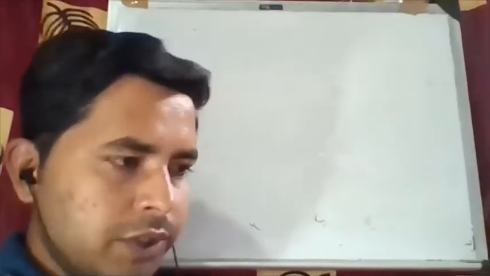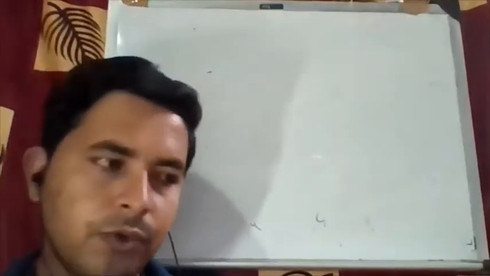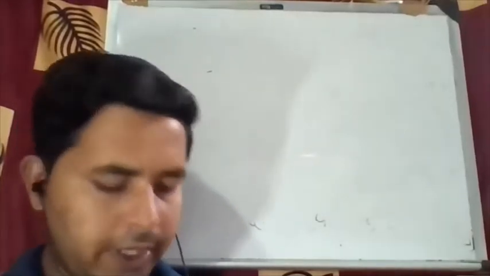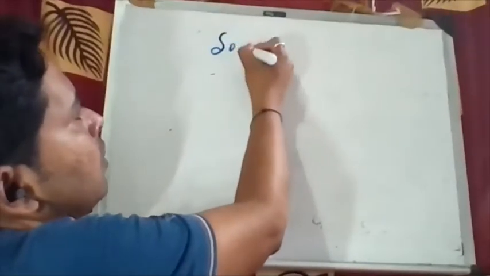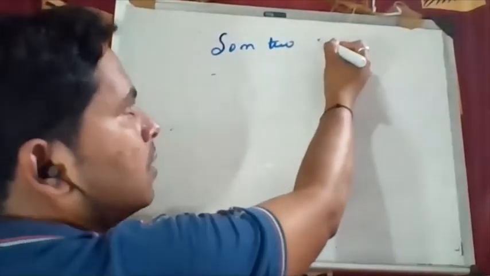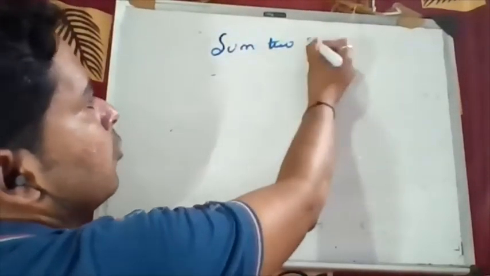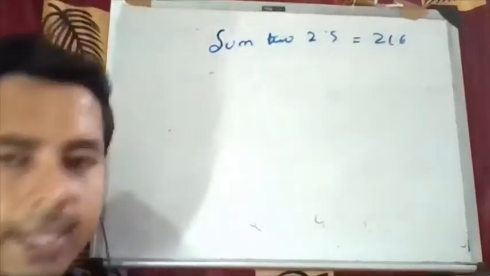Just note down the question. The sum of two numbers is 216. Okay, the sum of two numbers is 216. Okay, here what they given?